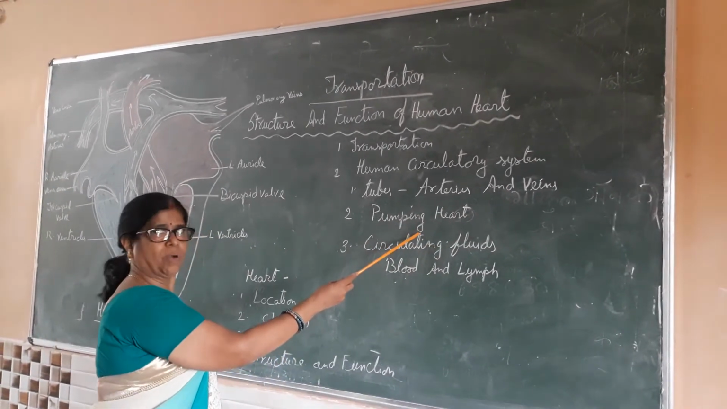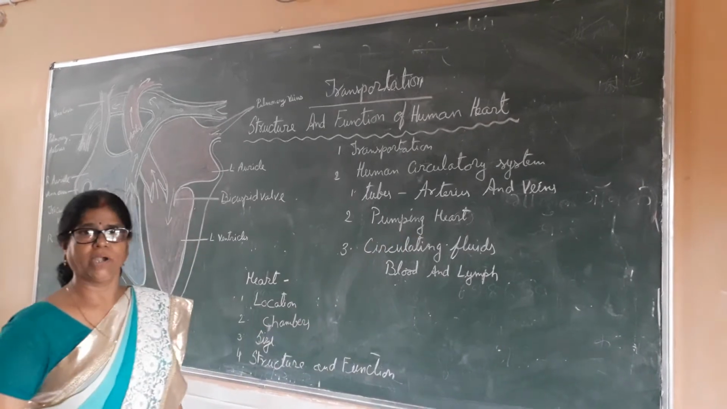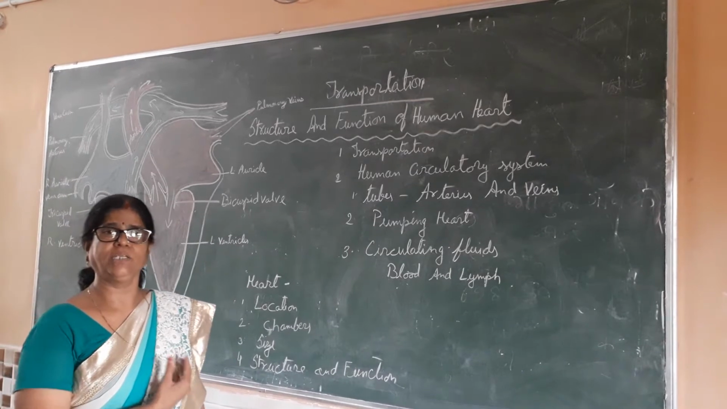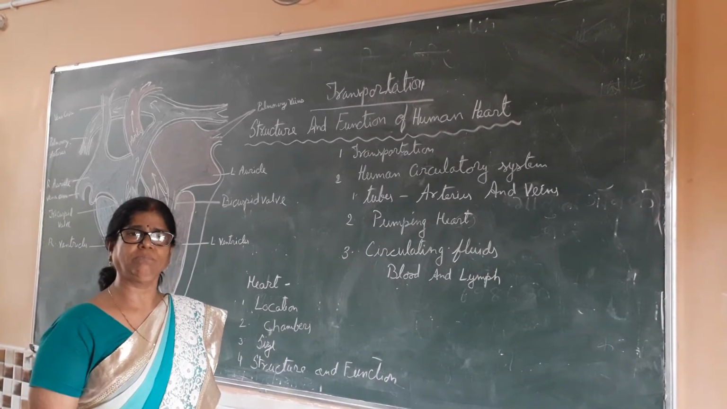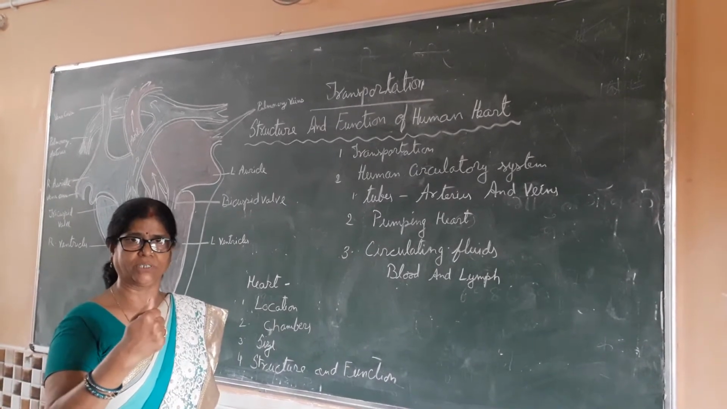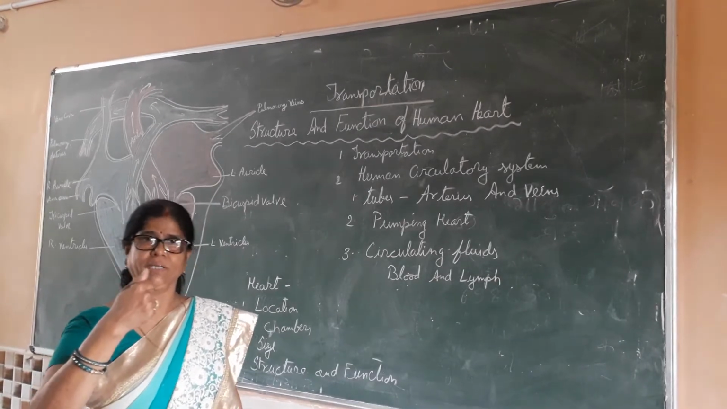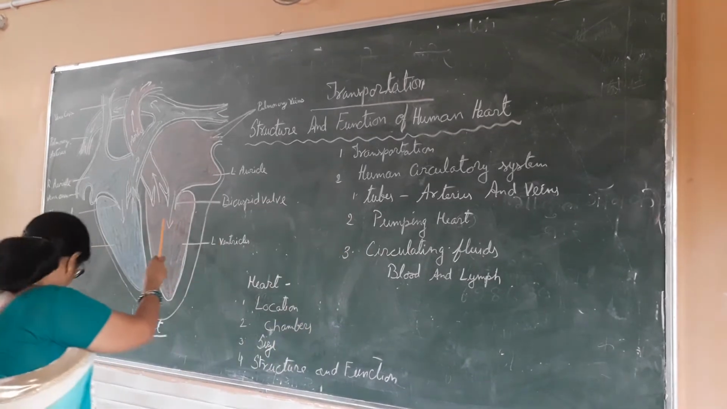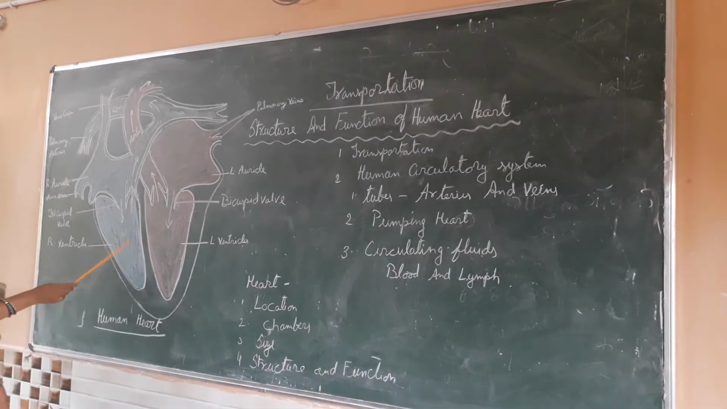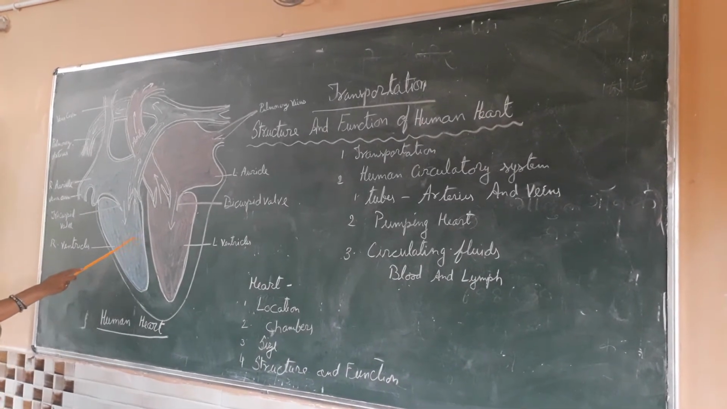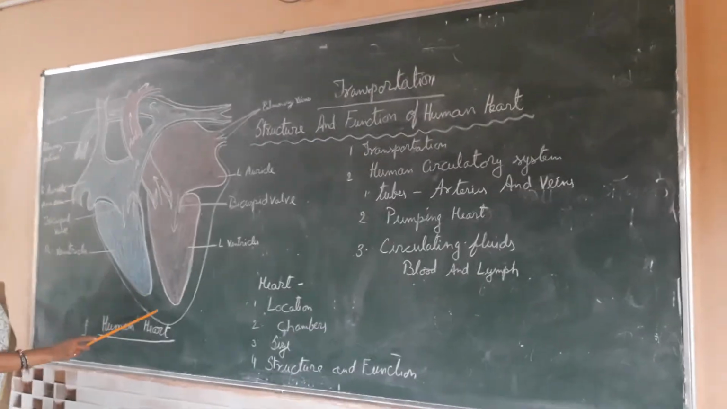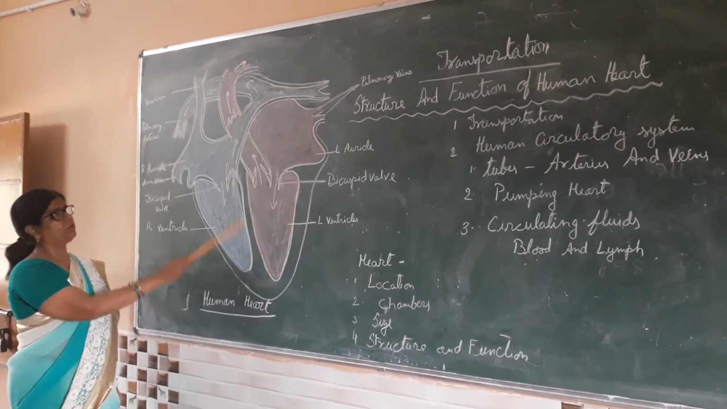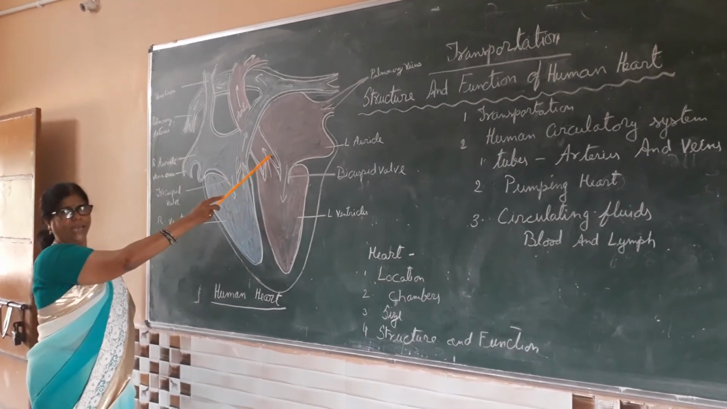The second point is the pumping heart. In our body, slightly on the left side, there is a heart that is conical in shape. The size of the heart is just like our fist, that is 12 cm in length and 9 cm in breadth. This is the figure of the heart. You can see here the figure of the human heart. The human heart is conical in shape. The pointed part is in the downward direction, while the broader base is in the upward direction.